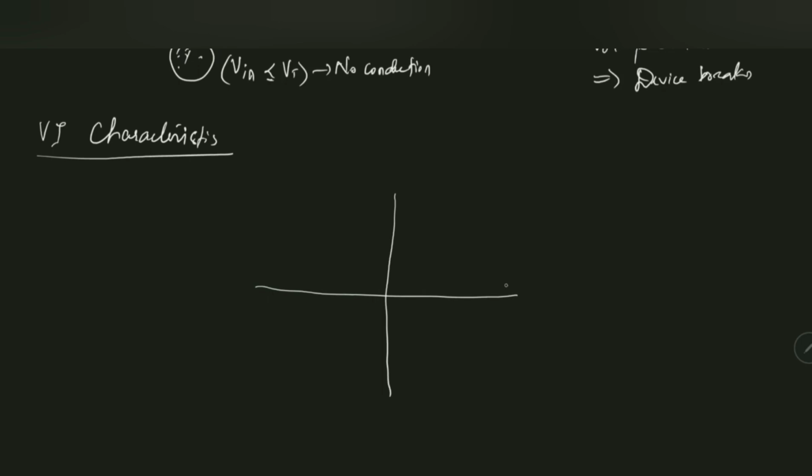I'm going to have the voltage on the x-axis. On the right side of the plane, I'm going to have the forward voltage VF, and this is the reverse voltage, and this is the forward current IF, which will be in milliamperes, and this is the reverse current IR, which will be in microamperes.